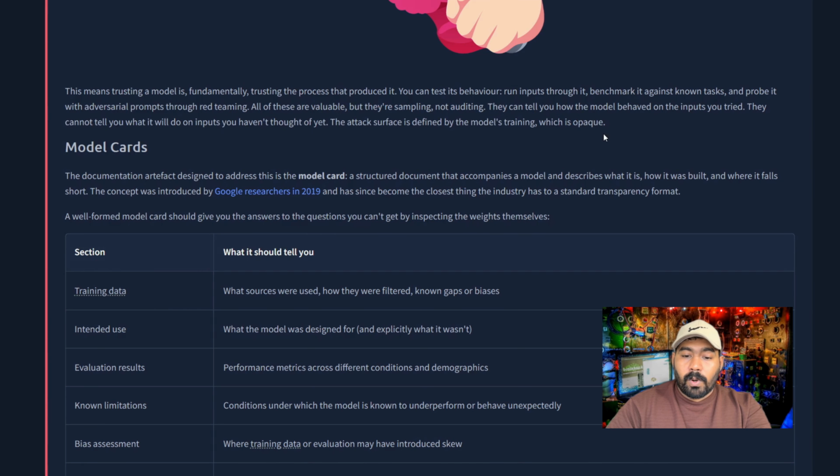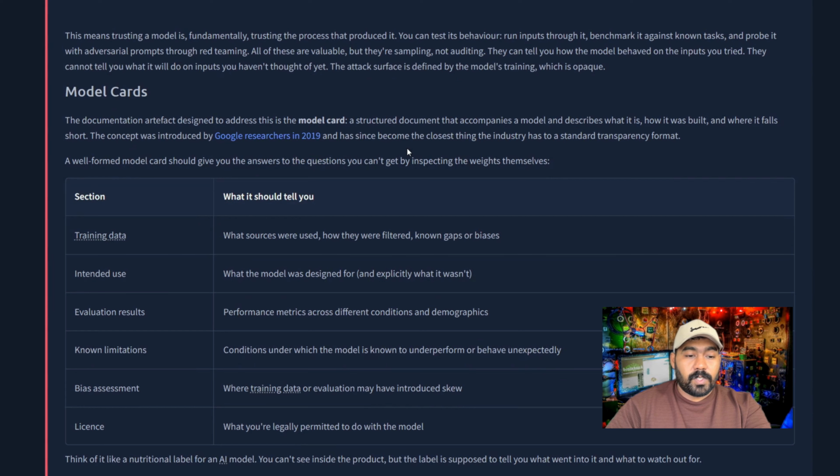They can tell you how the model behaved on the inputs you tried. They cannot tell you what it will do on inputs you haven't tried or haven't thought of. So sampling is not auditing. That's the limitation every AppSec engineer needs to understand. So, model card. Let's look into the model card as the solution the industry came up with.